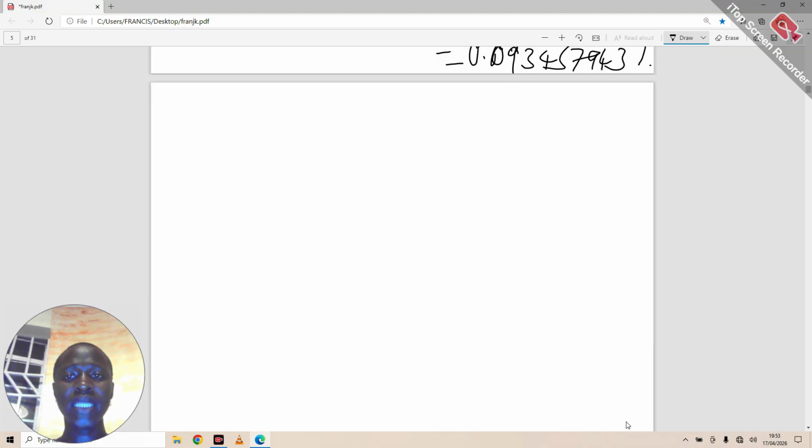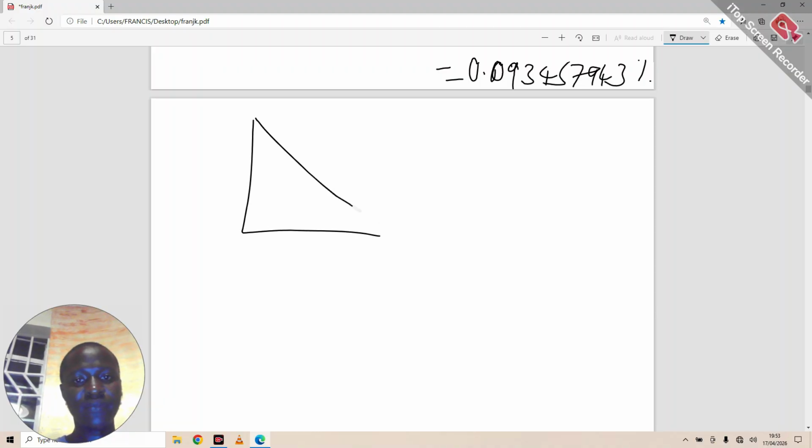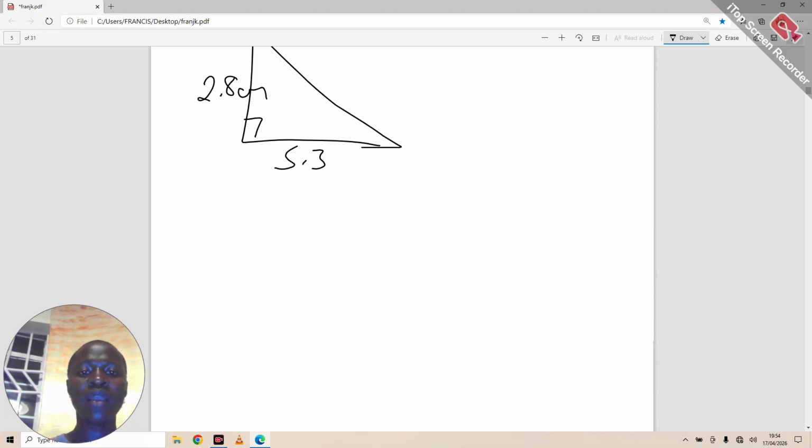Okay, let us check on another question. The question reads: the base of a right angle triangle was measured as 5.3 centimeter, and its height was measured as 2.8 centimeter. Find the maximum absolute error in the area of the triangle. Now, let's arrange our work.